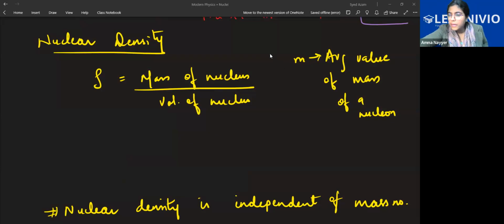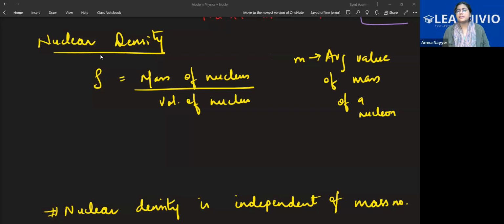Then your questions on binding energy or binding energy per nucleon, basically the mass defect questions. That's it. And from the theoretical part, the graph can come. The binding energy per nucleon versus the nucleon graph, that can come.